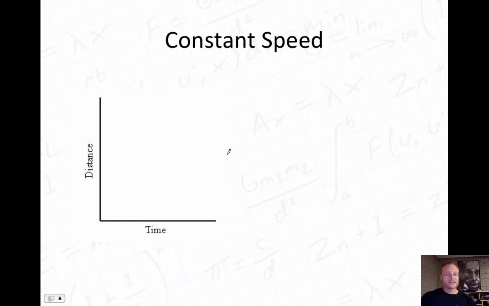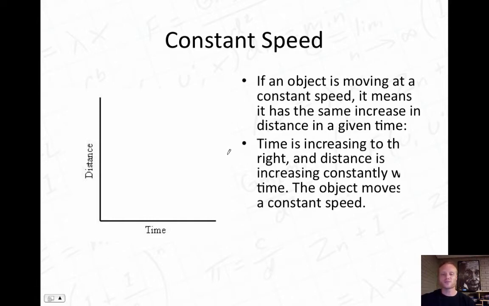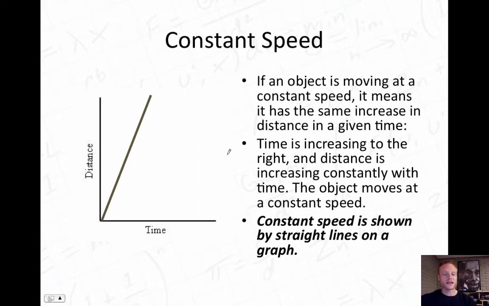Something that's undergoing constant speed is moving at the same speed throughout. I'll just make up a number, let's say 3 meters per second. It's going to constantly move at 3 meters per second, no matter how much the time changes. So time will increase to the right, but as time passes, what happens to the distance from the starting point? It too increases, and what you end up getting is a straight line. So constant speed is shown by a straight line. This line here is an example of constant speed.